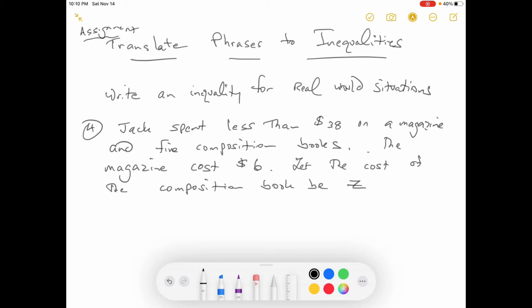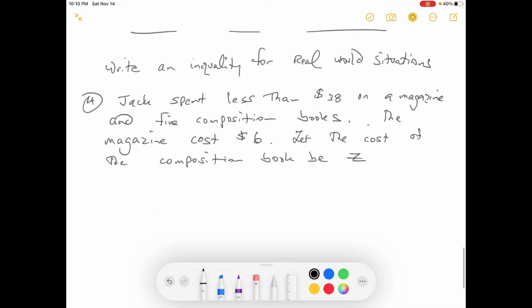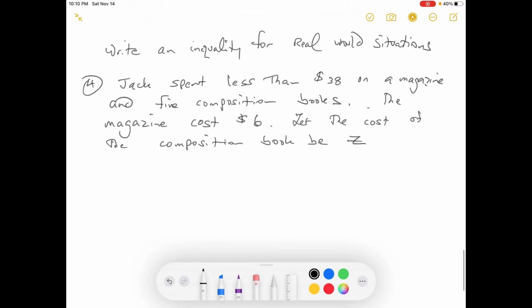The magazine cost $6, and let the cost of the composition books be Z, because we don't know what the cost of the composition books was, and that's what we're going to try to find out. So we just know that he spent overall less than $38. So let's write that down. We know he spent less than $38. So we're going to find out the cost of the 5 composition books and the magazine over here.